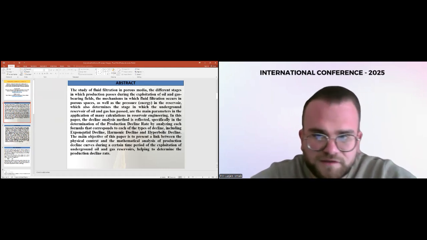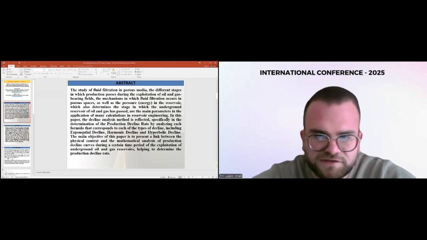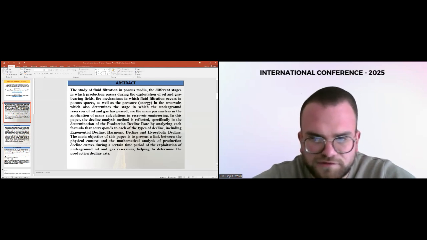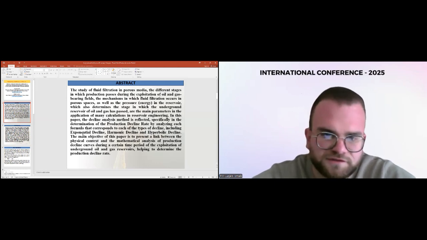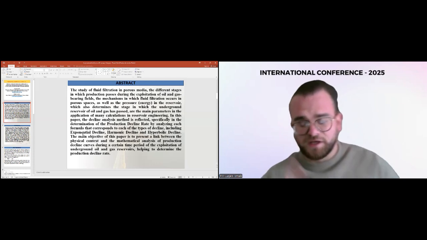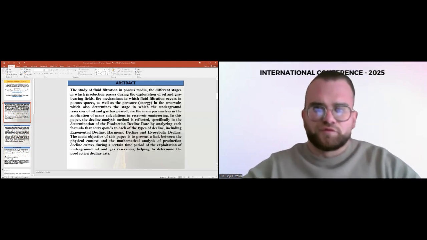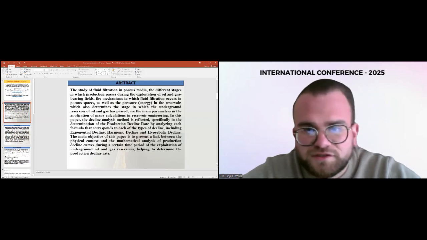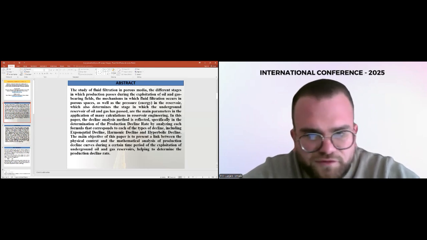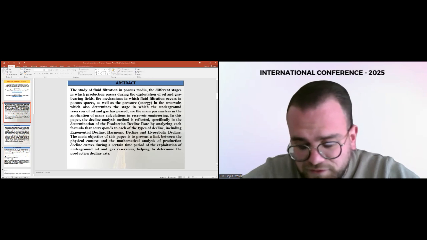The first rubric is abstract: the study of fluid filtration in porous media, the different stages through which production passes during the exploitation of an oil and gas bearing field, the mechanism by which filtration occurs in porous spaces, as well as the pressure energy. In this case, the energy is about pressure, because every movement of fluid in underground reservoirs is based on pressure or energy contained in the fluid, which also determines the stage the underground reservoir of oil and gas has passed. These are the main parameters in the application of many calculations in reservoir engineering.